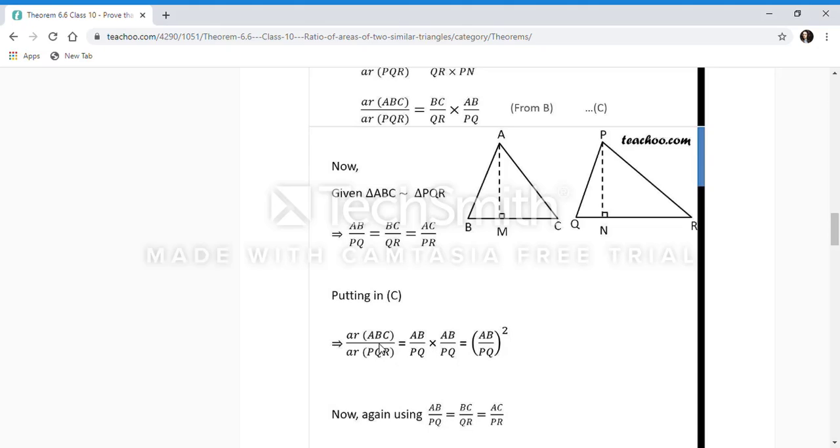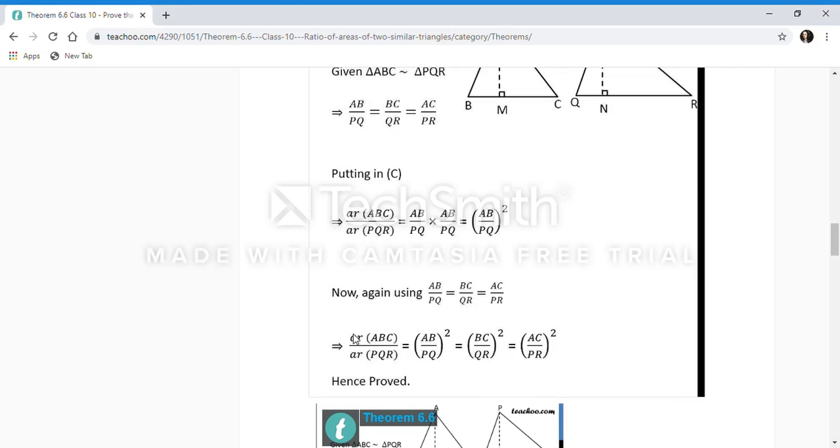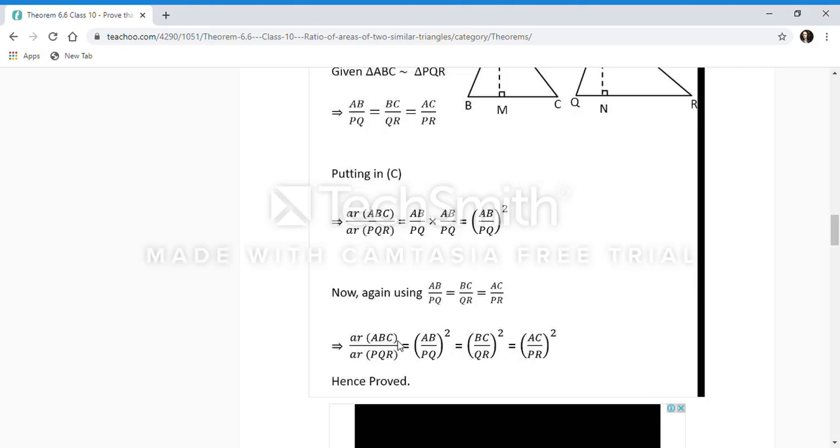Putting in equation C, we get area of triangle ABC is to area of triangle PQR equal to AB by PQ into AB by PQ, because BC by QR is also equal to AB by PQ. So this becomes AB by PQ whole square. But this AB by PQ is also equal to BC by QR and AC by PR. So finally we find the relationship between the areas of the two similar triangles: area of triangle ABC by area of triangle PQR is equal to AB by PQ whole square, equal to BC by QR whole square, equal to AC by PR whole square. Thank you.